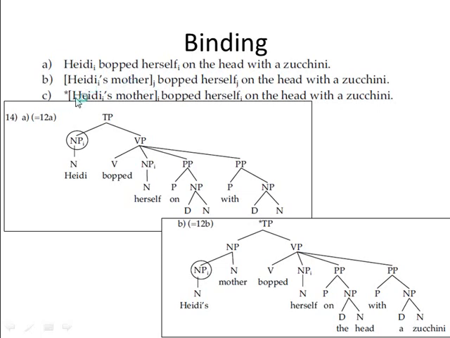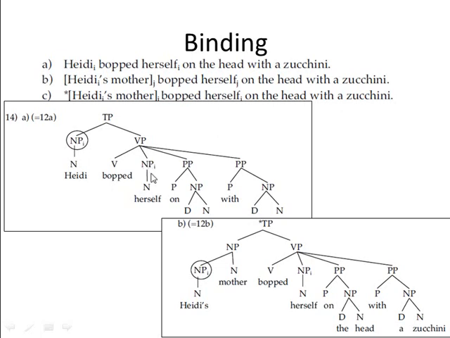And if we have this one, Heidi's mother, referring to J. Sorry, this must be J. Popped herself, referring to I. Jadi, jika herselfnya referring to Heidi, it's wrong. It's ungrammatical. Why? Look at this. Okay, look at this. Phrase structure 3. So, Heidi, NP, I, popped herself, NP, I.